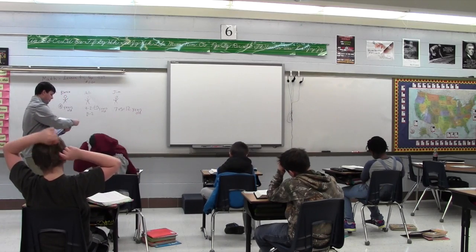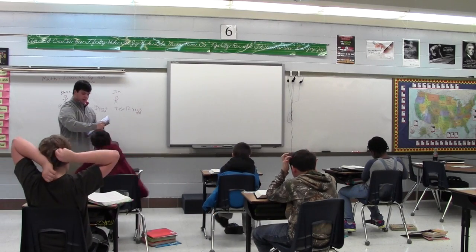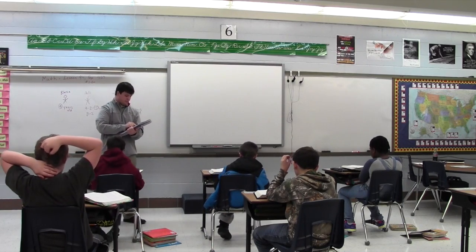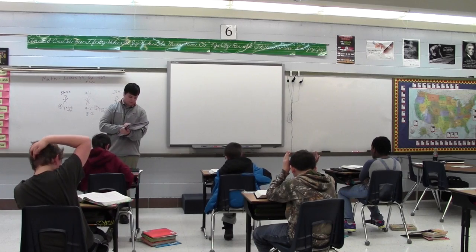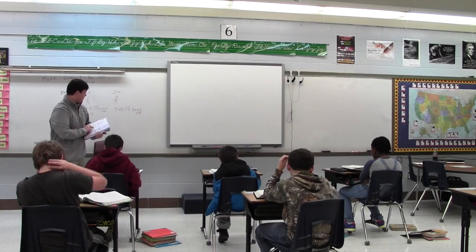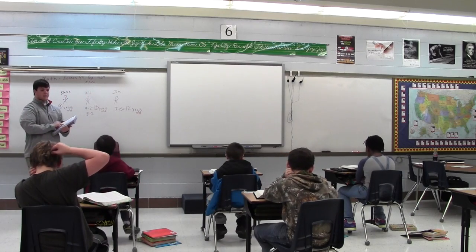So then we can reread the problem. Landon, you want to reread the problem for me? Jim is 5 years older than Allie. Allie is 2 years younger than Blanca. Blanca is 9 years old. How old is Jim? So do we have our answer? How old is Jim?